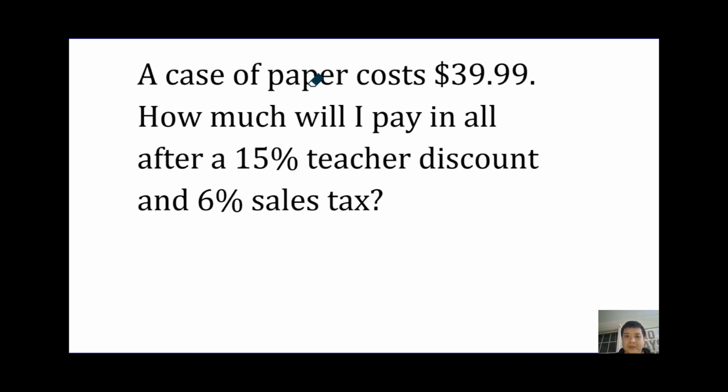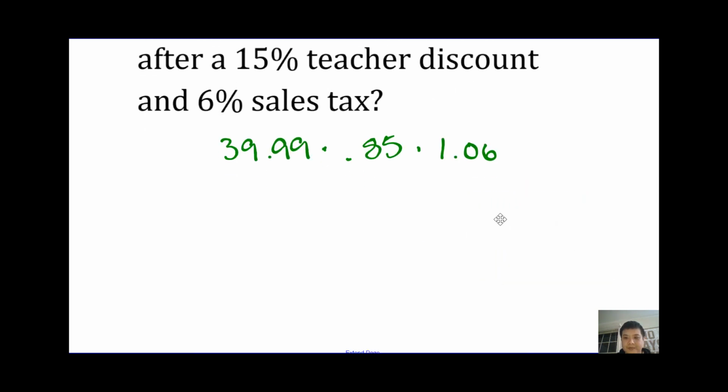A case of paper costs $39.99. How much will it pay in all after a 15% teacher discount and a 6% sales tax? So here we have $39.99. We're being discounted 15%. We're looking for how much we pay, so this would be a markdown. So that'd be times 0.85. Then we have a sales tax, 6%. That's a markup, 1.06. And if we do that, we find our answer to be $33.91.